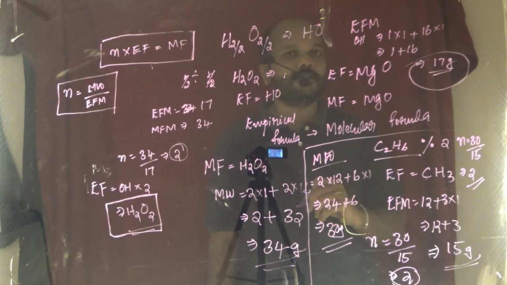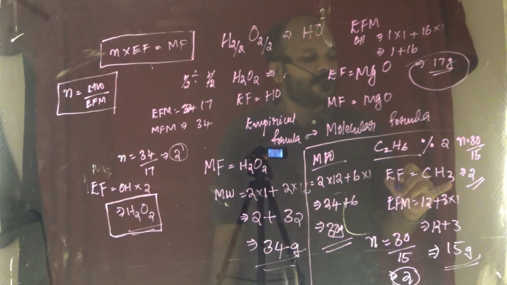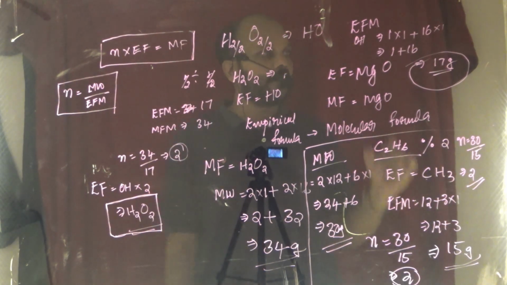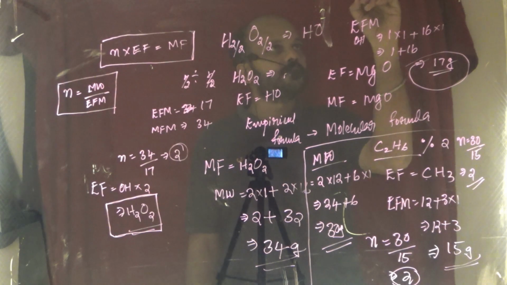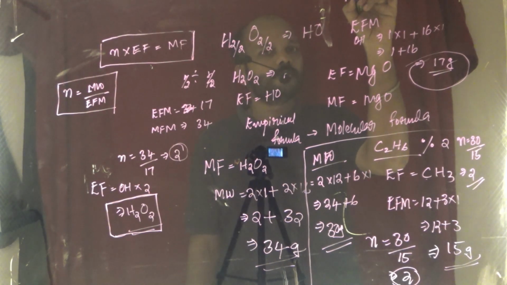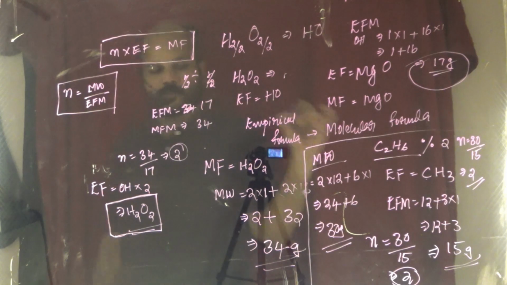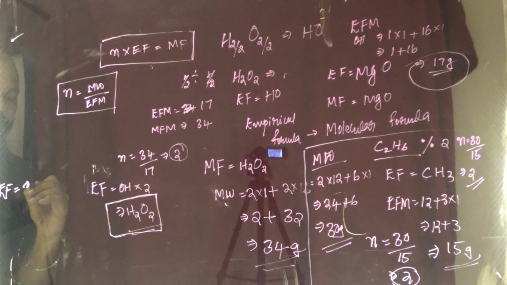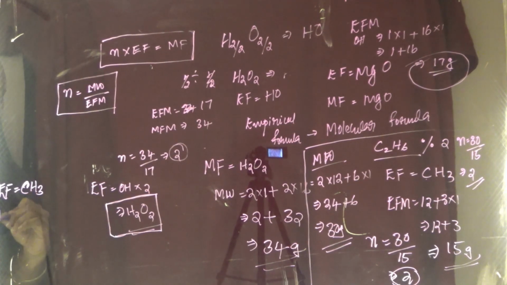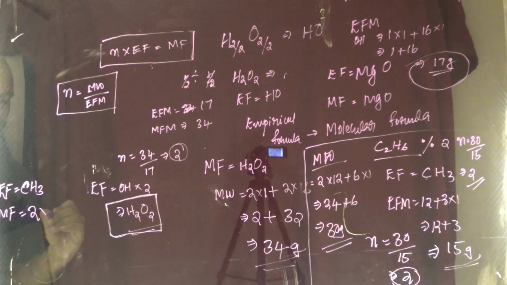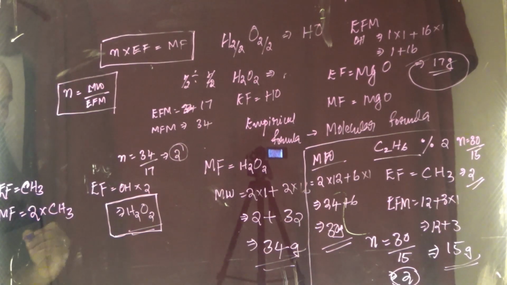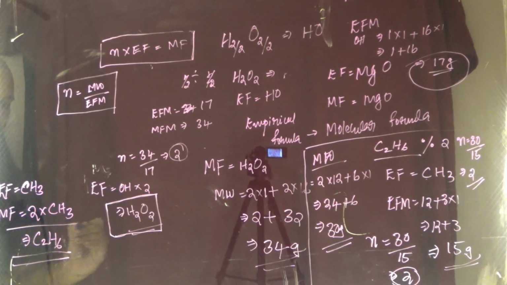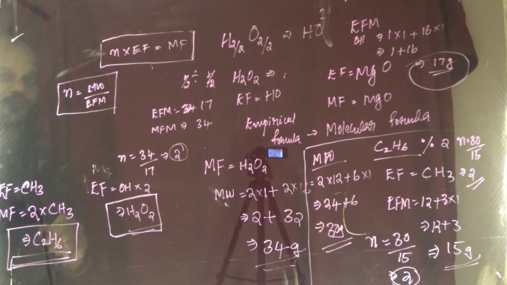Okay, and now if you multiply, what is the empirical formula here? The empirical formula is actually CH3, and the molecular formula is going to be 2 into CH3. So this is going to be C2H6. So 2 into CH3 gives C2H6.